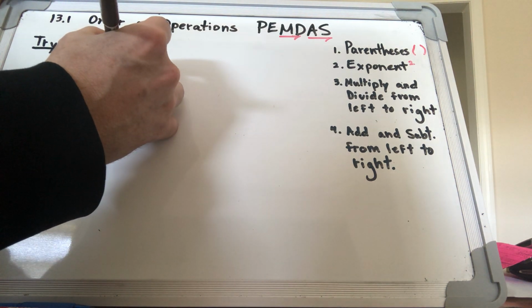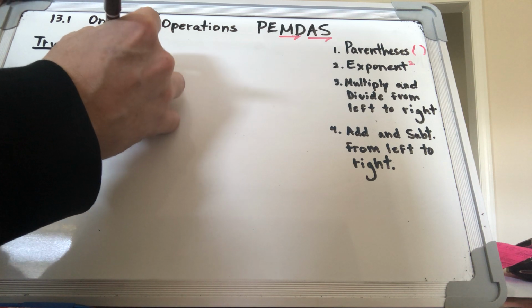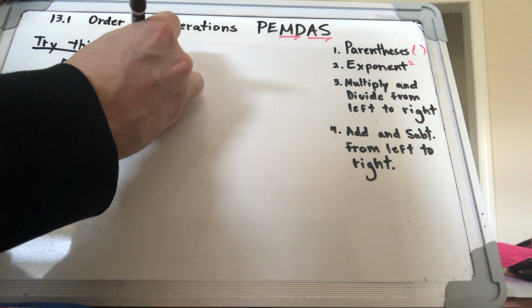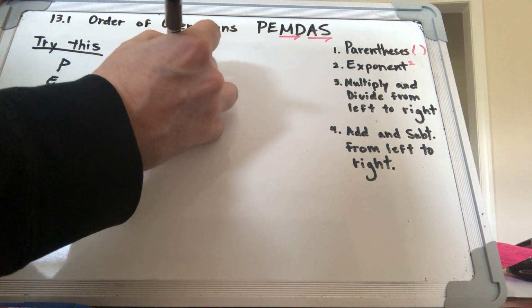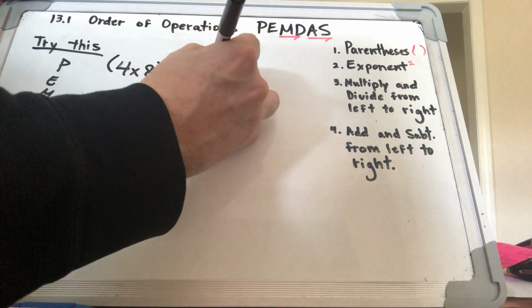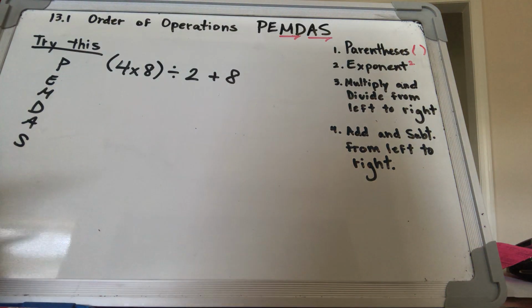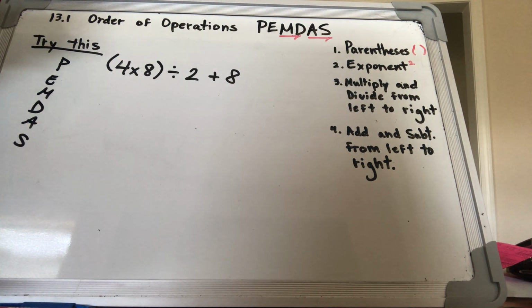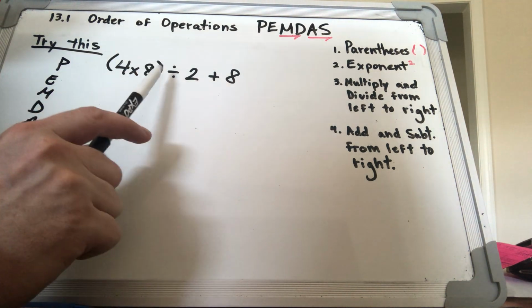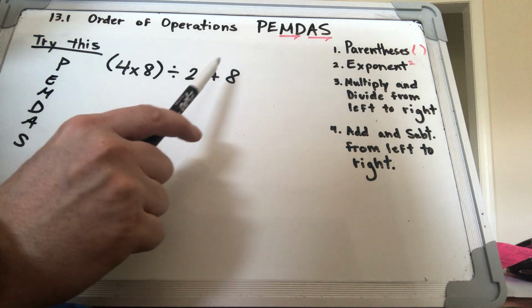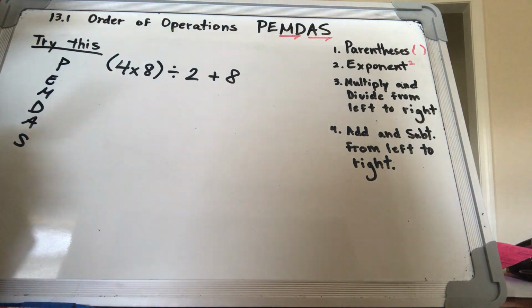We'll start off pretty simple. 4 times 8 divided by 2. 8. Okay, so here's our new expression. We have 4 times 8 in parentheses divided by 2 plus 8.